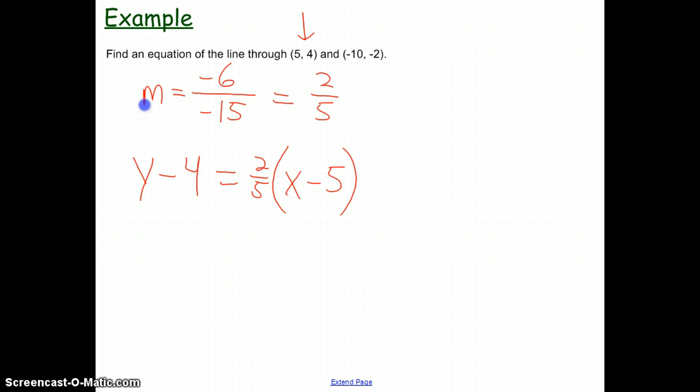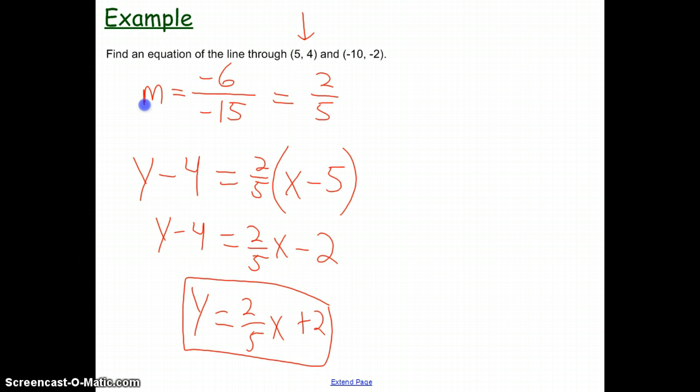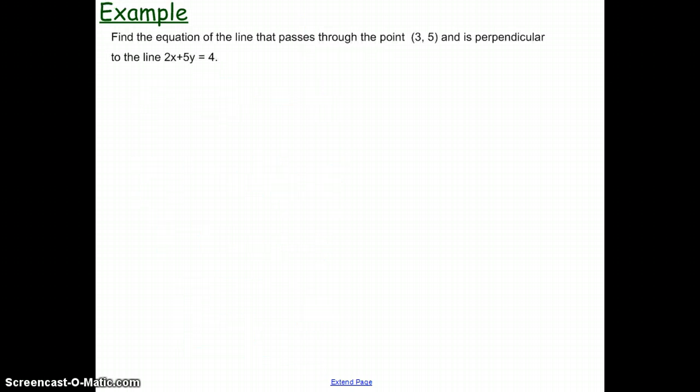And so now we just clean it up and put it into the slope-intercept form. So we're going to solve for y. But we got some distributive property to work through. We get this. Then we're going to add 4 to both sides to get y by itself. So 2/5 is the slope times x. When we add 4, we get a plus 2. There's the equation of the line that goes through those 2 points. Okay, simple enough.